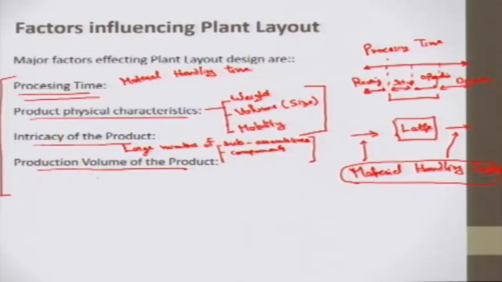Next is production volume of the product. By production volume, here I mean the quantity of the product, the extent to which the process tends towards mass production. If the volume is very high, it will be mass production. If the volume is low, we can call it batch production.